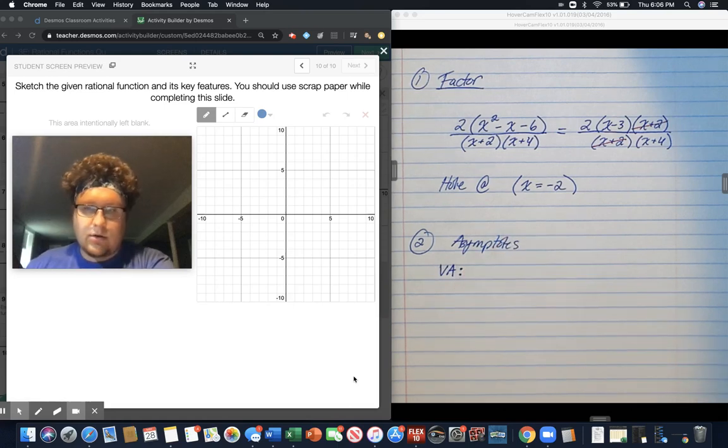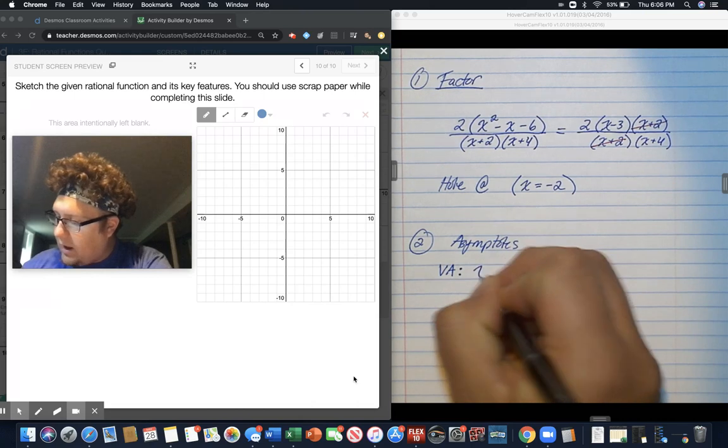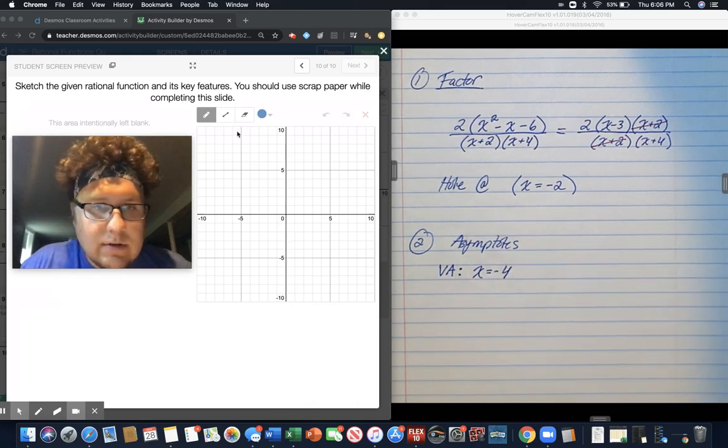It doesn't matter. You can do horizontal first. I just choose to do the vertical because those are the ones that are not going to be removed from our denominator, right? So x plus 4 is going to create x equals negative 4, and that is going to be the first thing that we graph.